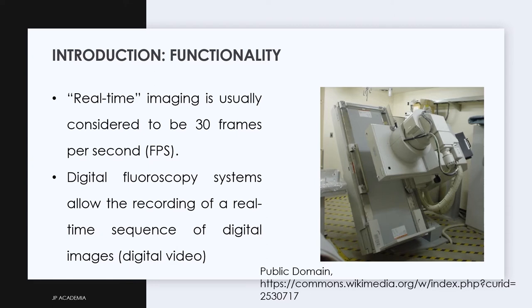A fluoroscope shown on the right is an X-ray machine designed for direct viewing of the X-ray image. Today's equipment is far more sophisticated. Most fluoroscopic units are properly called radiographic-fluoroscopic, or RF units, because they can be used for both radiography and fluoroscopy. This is convenient because most fluoroscopic examinations also have a radiographic component.